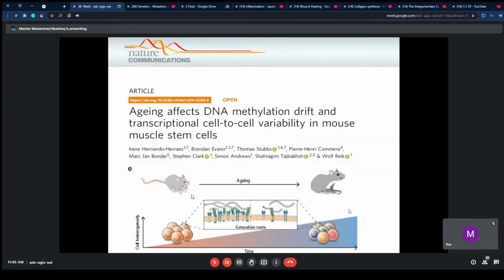There is a very good article if you want to read more about the aging process. The title of that is Aging Affects the DNA Methylation Drift and Transcriptional Cell to Cell Variability in a Mouse Muscle Stem Cell. So if you want, you can take a screenshot of this and read more about this article, and you will come to know how the DNA methylation would affect the aging. It is a good article.